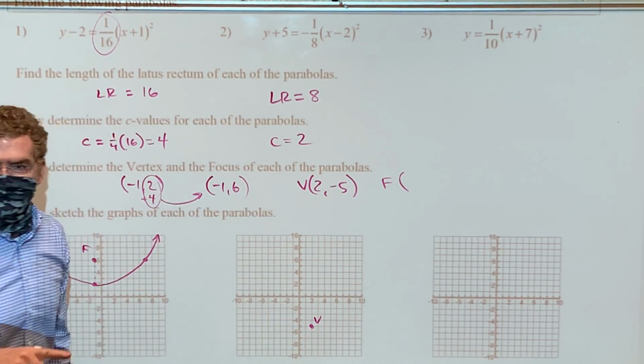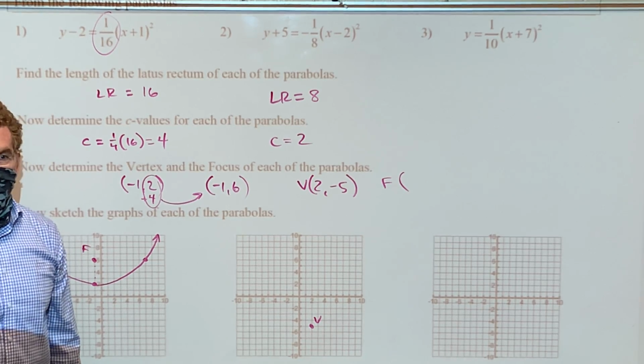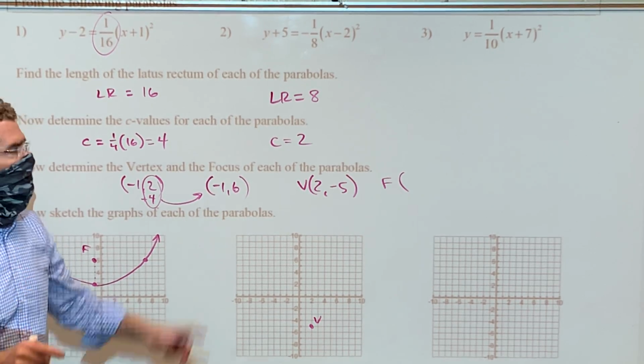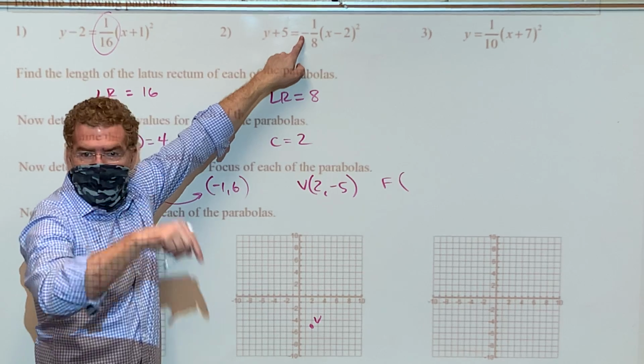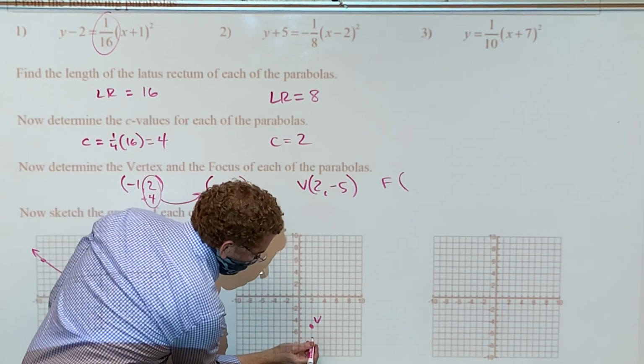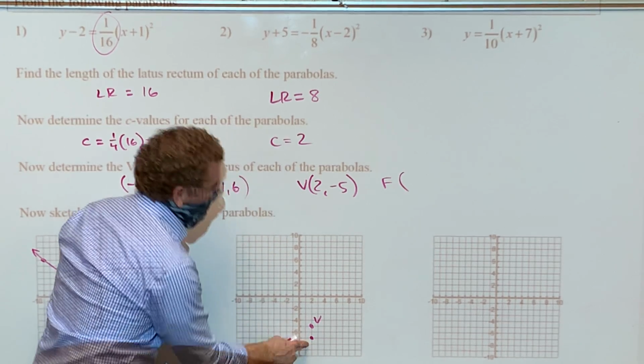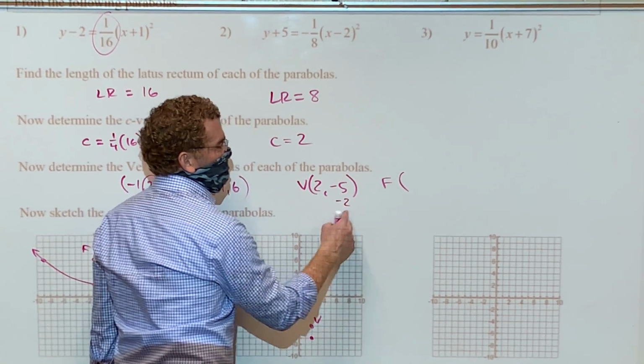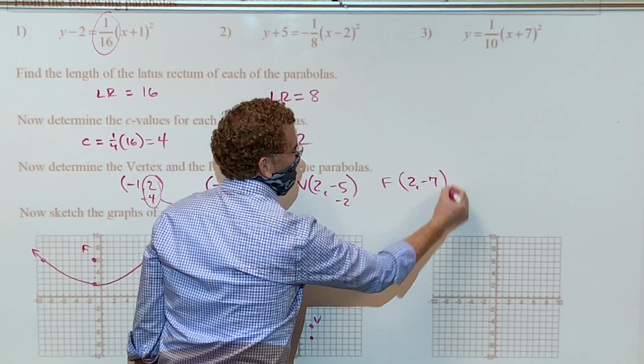My focus, is it going to be up or down? Why? Because the A value is negative. So I'm going to go down, how much? 2. So that gives me the point 2, -7. So I basically subtracted 2 and got 2, -7.